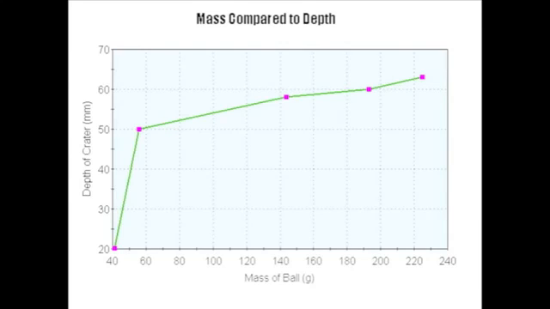This graph compares the mass of the balls to the craters they made. The x-axis shows the mass of balls in grams, and the y-axis shows the depth of crater in millimeters. The line is going up. This means the heavier the ball, the deeper the crater.